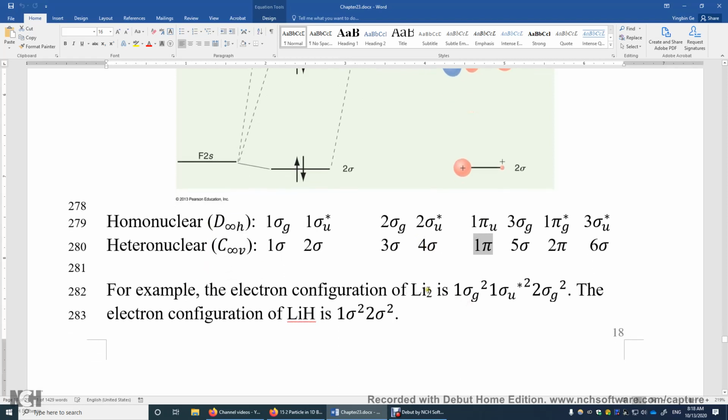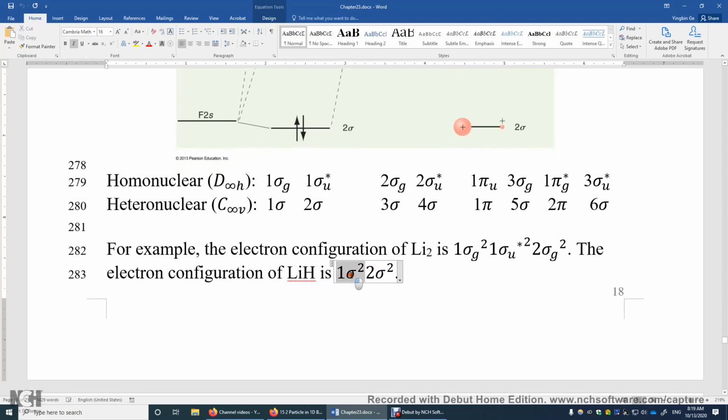Now let's look at Li2. It's an easy case. This is the electron configuration for Li2. What if you have heteronuclear lithium hydride? Then you have to drop the g/u symmetry and then just say 1σ2, 2σ2, and that's it. There are only 4 electrons. Okay, 1, 2, 3, 4.